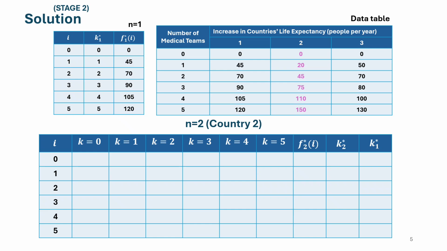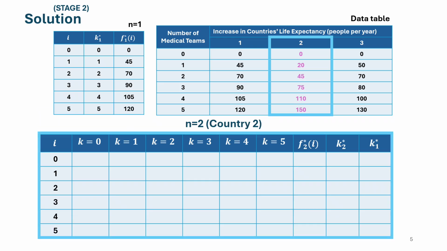Having completed the calculations for stage 1, we now move backward to stage 2, which corresponds to country 2. In this stage, for each state I and each decision k, we consider the immediate return from country 2, plus the optimal return from the previous stage. Let's populate the solution table for stage 2.